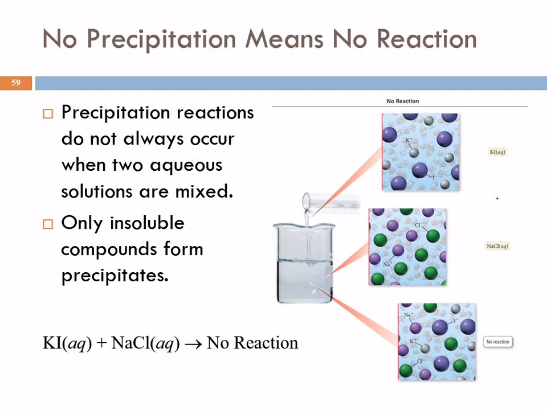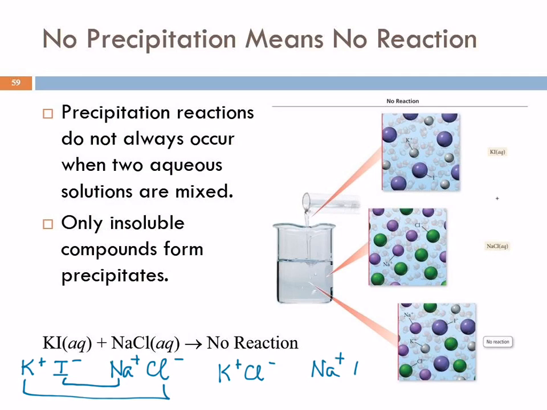When you mix two solutions together, you do not always get a precipitate. It depends on what the compounds are. So if we mix potassium iodide and sodium chloride, what are the two possible new compounds? Here we have potassium ion and iodide ion. We have sodium ion and chloride ion. What can happen is that we swap partners. So our possible products would be potassium with chloride and sodium with iodide.